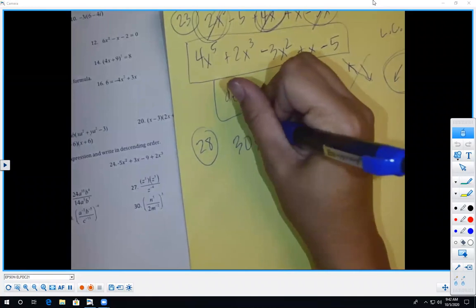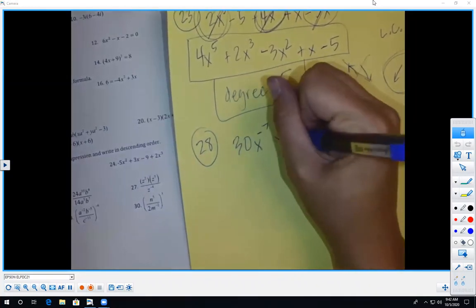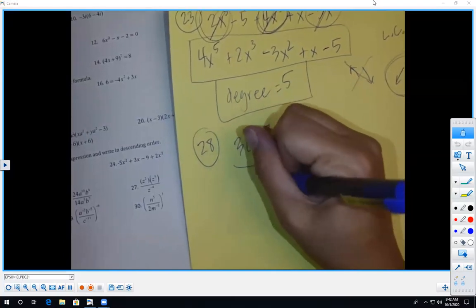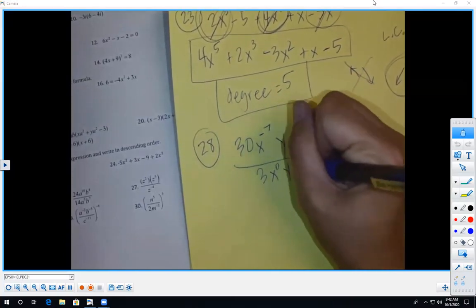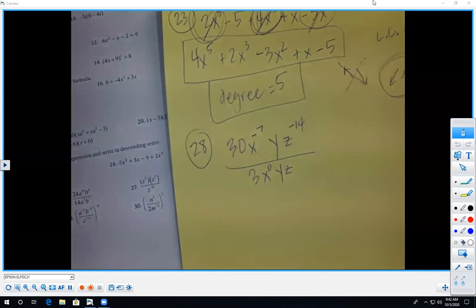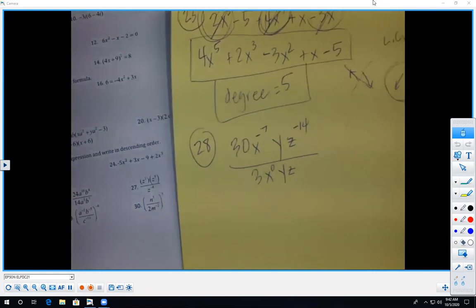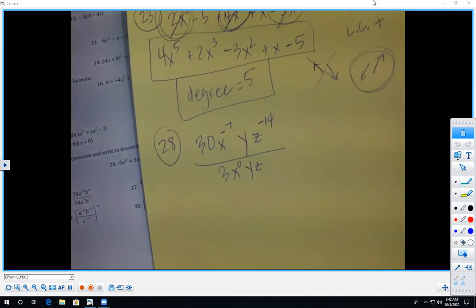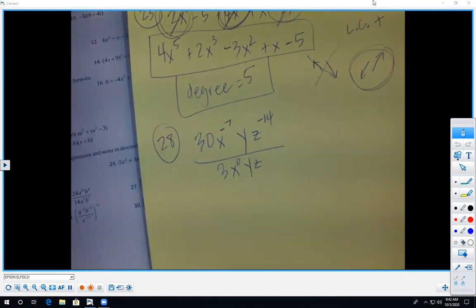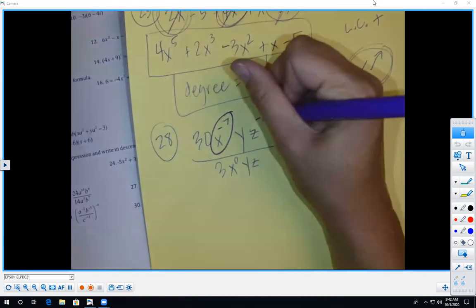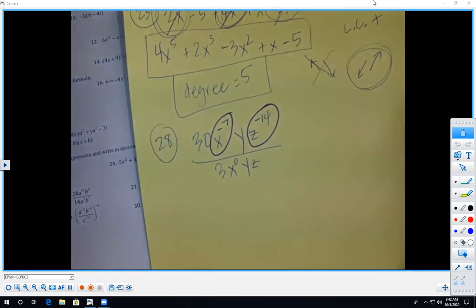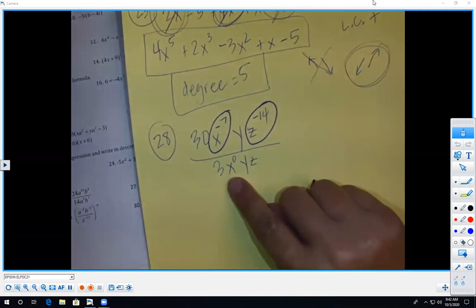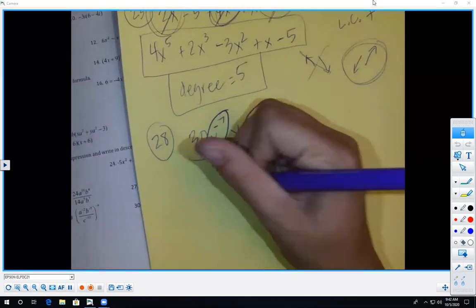30x to the negative 7th, y, z to the negative 14th over 3x to the 0, y, z. Okay, so first thing I'm gonna do is move all my negative exponents. So I'm gonna move x to the negative 7 and z to the negative 14. I'm gonna move both of those down. And what about this x to the 0 on bottom? It equals 1. It basically just cancels out.